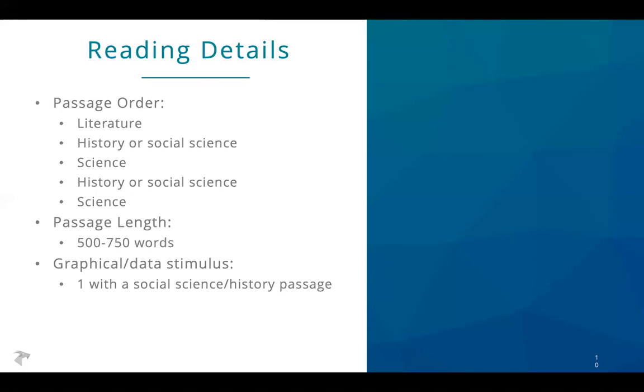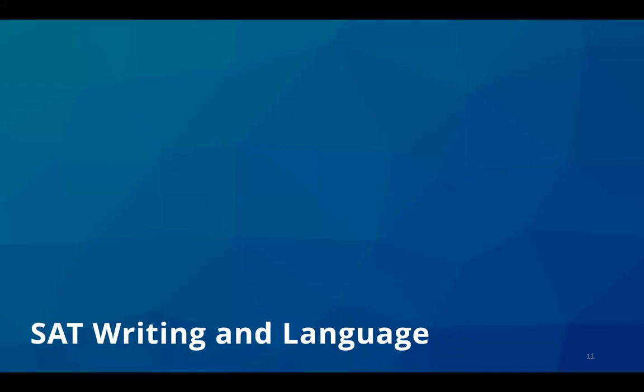So there will always be a graph with one of either the social science or the history passage, and then there will also be a graph with one of the science passages. So that's how the SAT incorporates some of that understanding of scientific information into the reading section. If you're also potentially thinking about the ACT, that's one of the key differences: the SAT incorporates science into these other 2 sections, reading and writing and language, and the ACT has an entirely separate section just devoted to that. So with that, let's talk a little bit about the writing and language section.